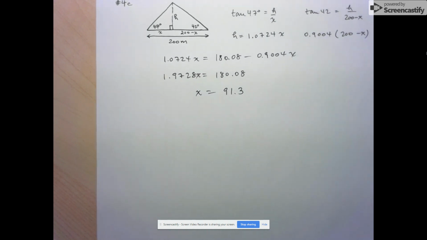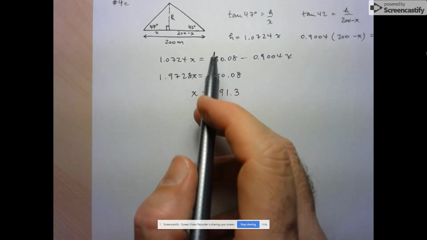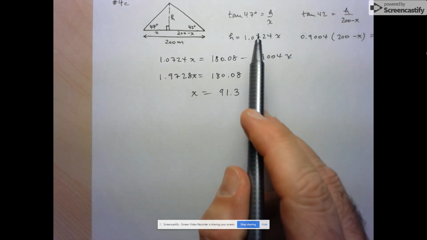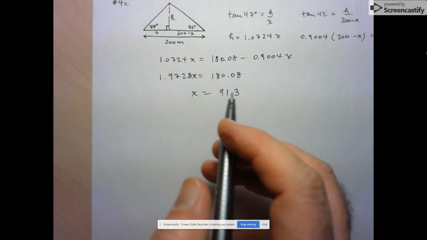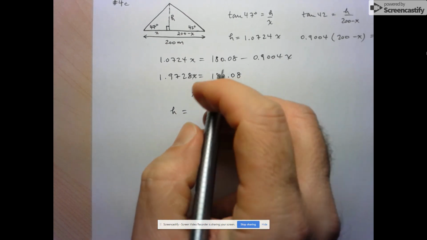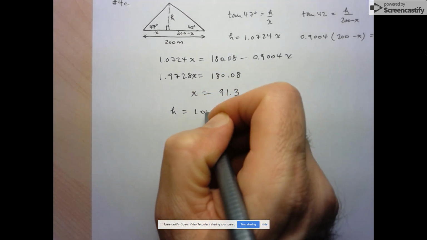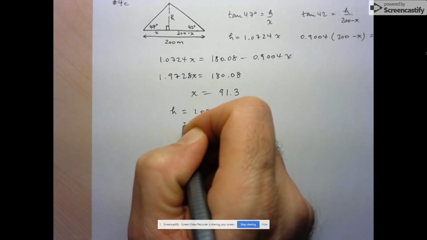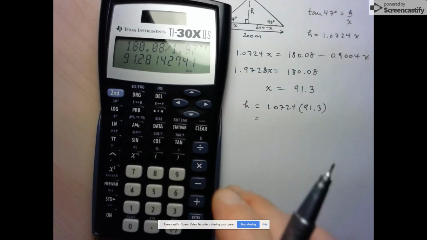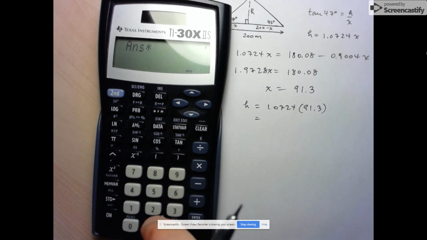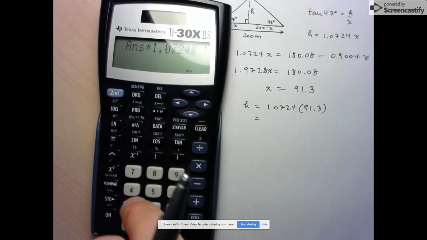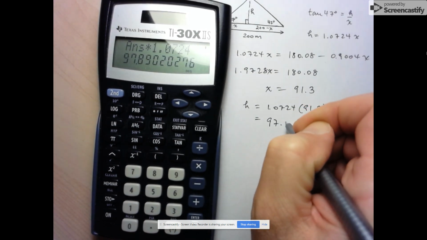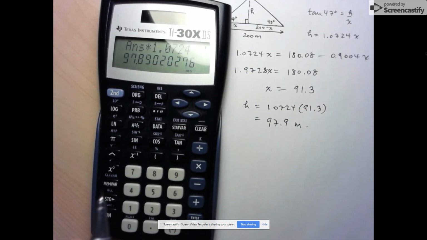Okay, however, x is not what I actually want. I'm looking for the height of this triangle, so I can just use one of these equations to find h. Of course, I'm going to use that easier one there. So h is equal to 1.0724 times 91.3. And that's approximately equal to 97.9. In this case here, it's meters.